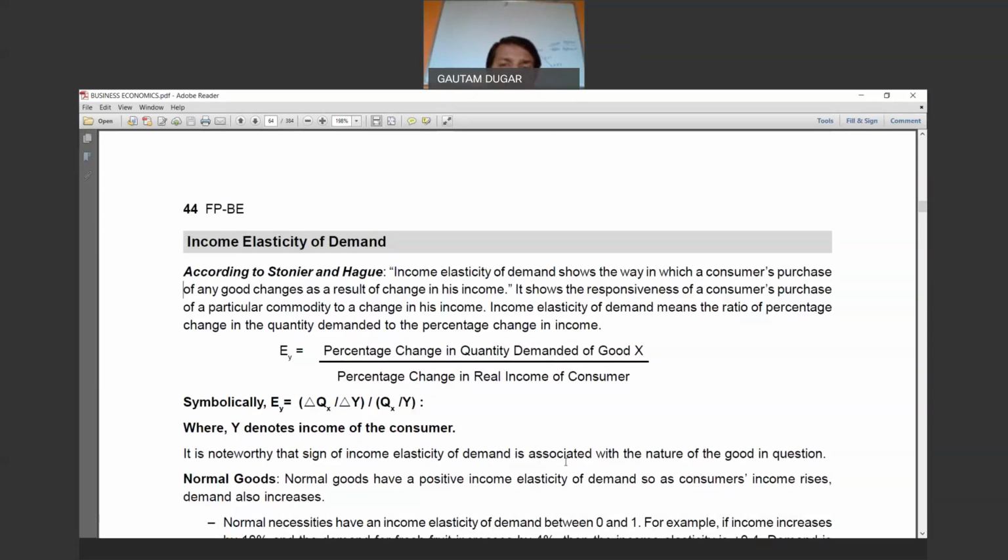Next comes income elasticity. In the case of income elasticity, how to measure it? Percentage change in quantity demanded divided by percentage change in income of the consumer. And we know income and demand are positively related. They move in the same direction. So, income elasticity will always be positive.